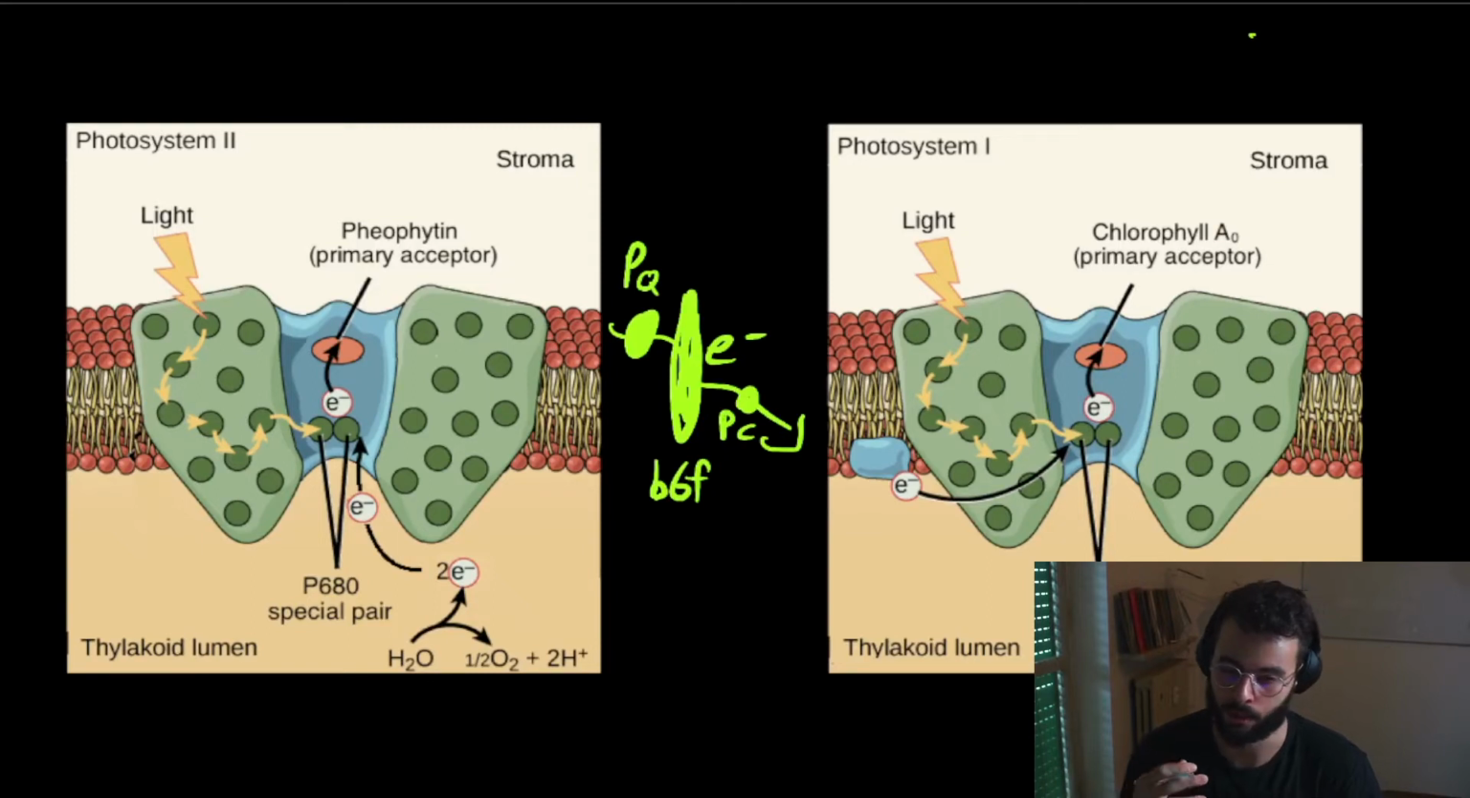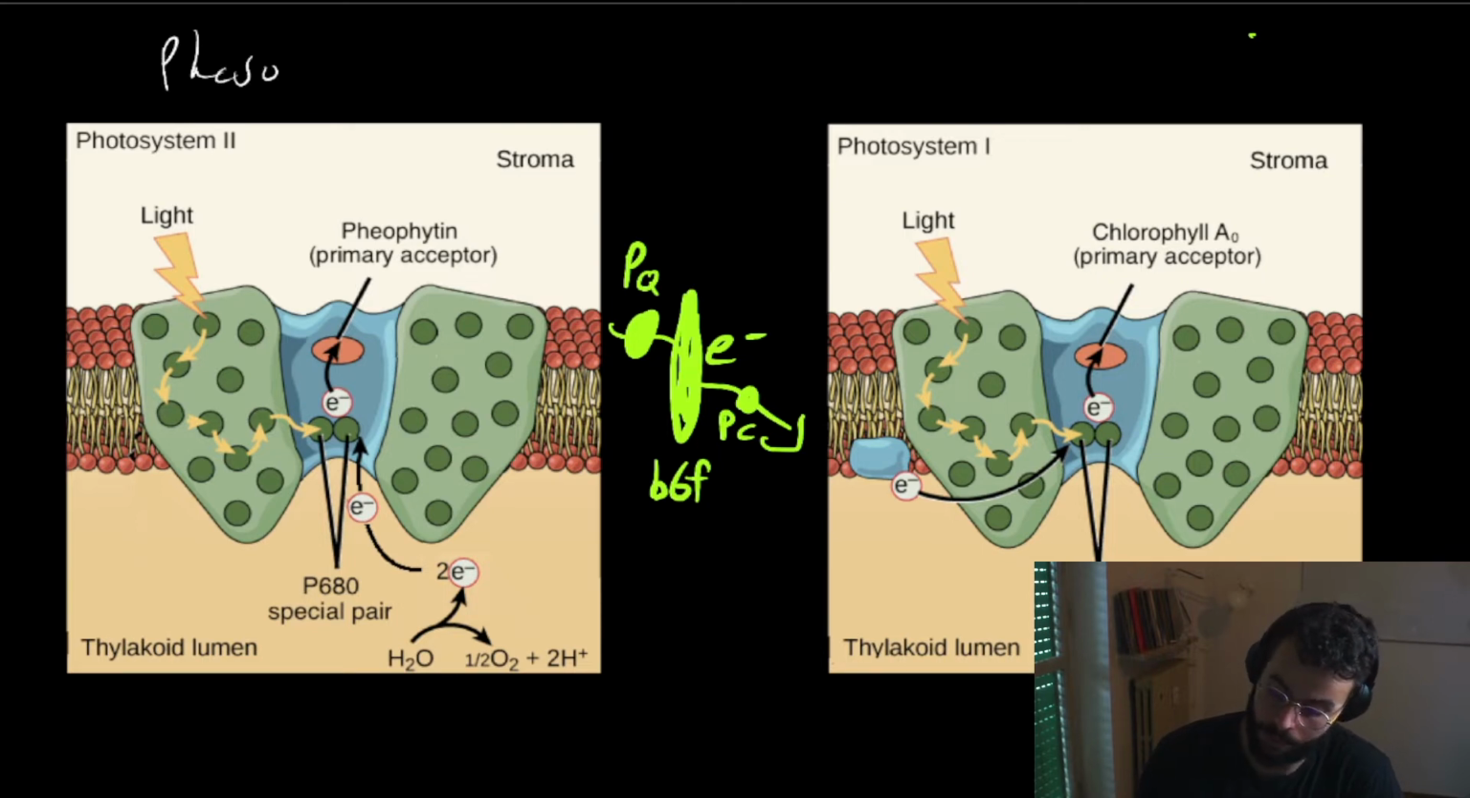Now that we understood what's going on in the general sense of the light reaction, I want to explain what exactly happens and what you need to remember for the IMAT and BMAT exam. So this is photosystem 2. In photosystem 2, something very interesting happens.